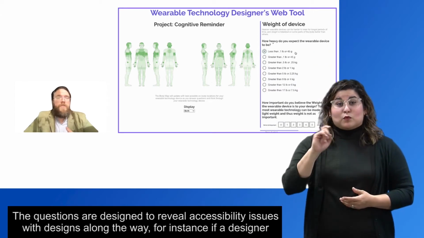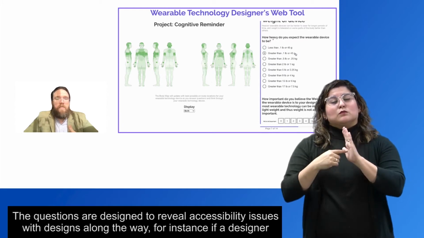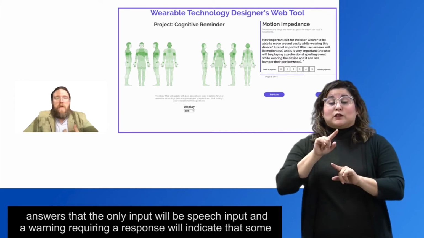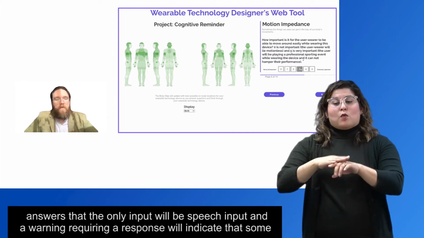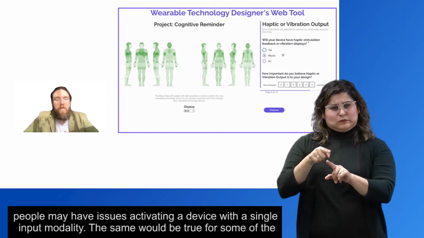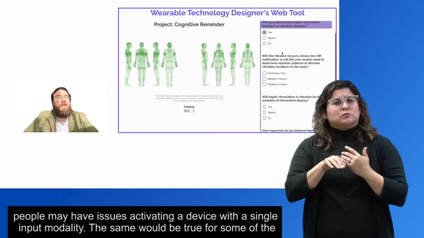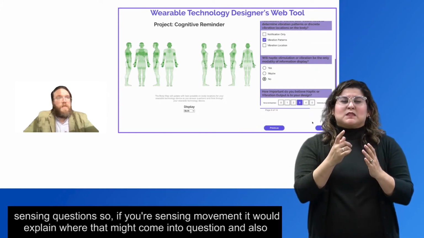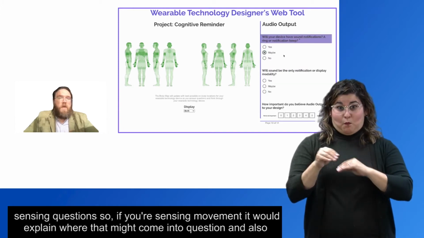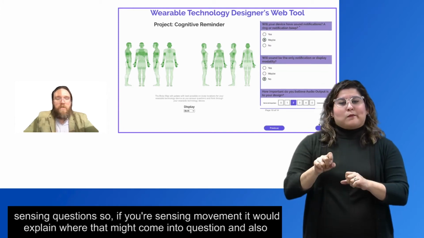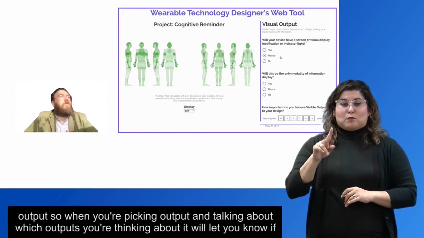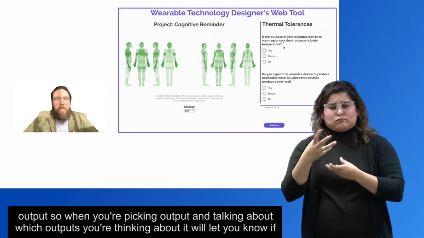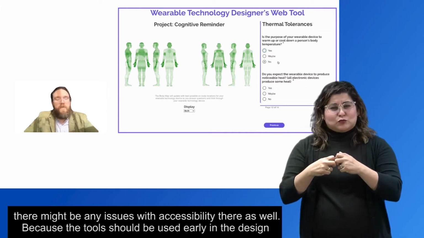The questions are designed to reveal accessibility issues with designs along the way. For instance, if a designer answers that the only input will be speech input, then a warning requiring a response will indicate that some people may have issues activating a device with a single input modality. The same would be true for some of the sensing questions. So if you're sensing movement, it would explain where that might come into question, and also output. So when you're picking output and talking about which outputs you're thinking about, it will let you know if there might be any issues with accessibility there as well.